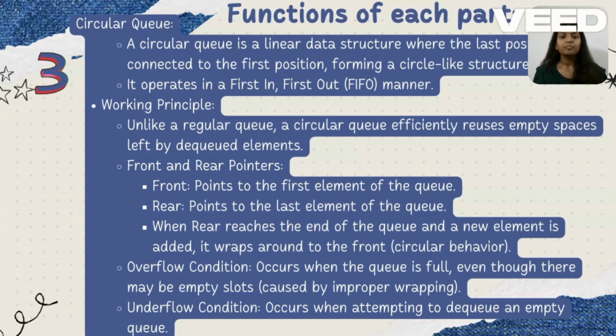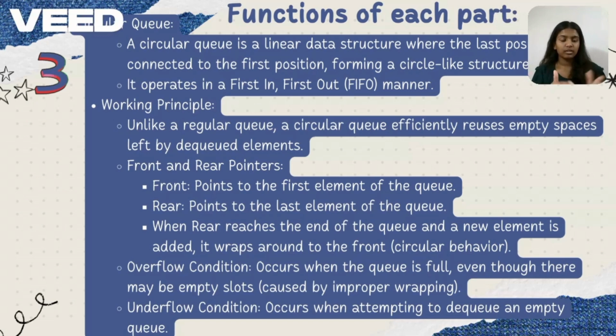So, how does it work? A circular queue, unlike a regular queue, efficiently reuses the empty spaces left by dequeued elements. There are front and rear pointers. The front points to the first element of the queue, and the rear points to the last element of the queue. When the rear pointer reaches the end of the queue and a new element is added, it wraps around to the front of the queue. The overflow condition occurs when the queue is full, even though there may be empty slots. The underflow condition occurs when attempting to dequeue from an empty queue.